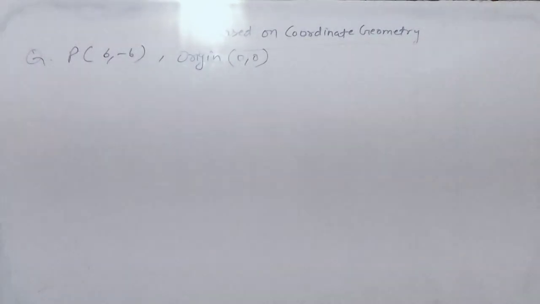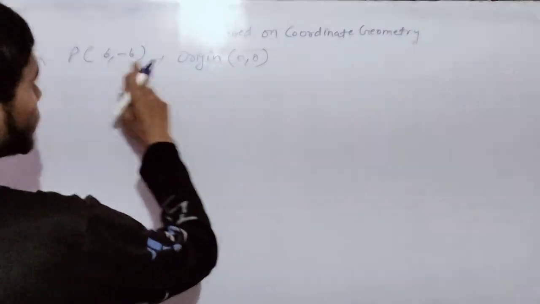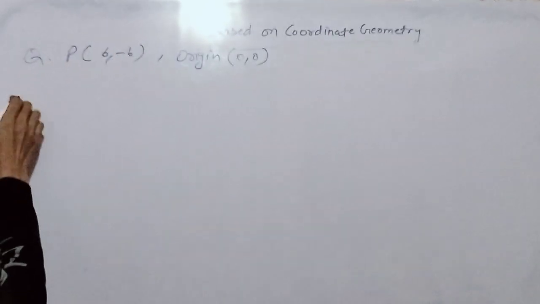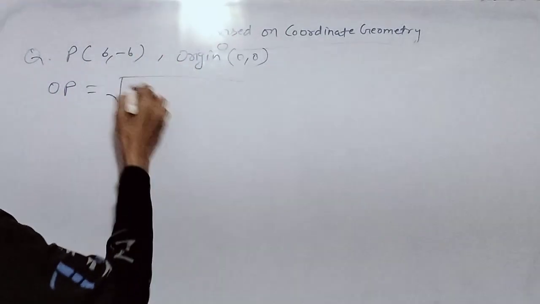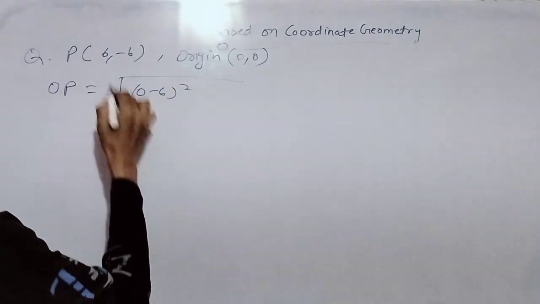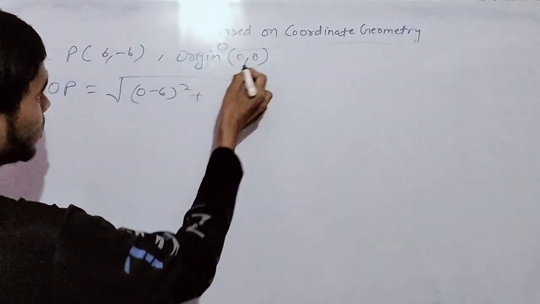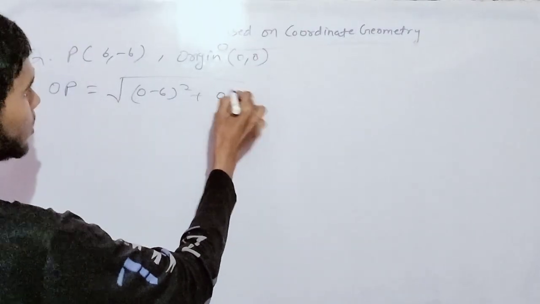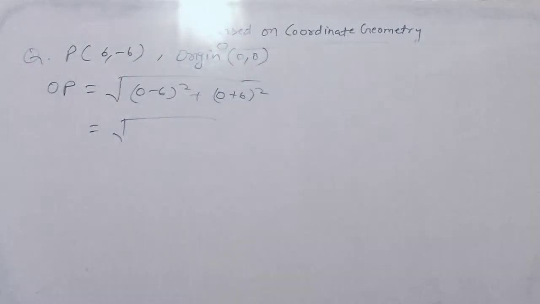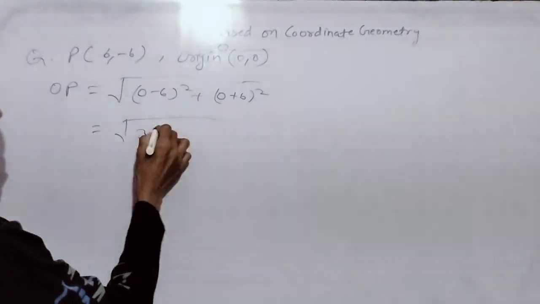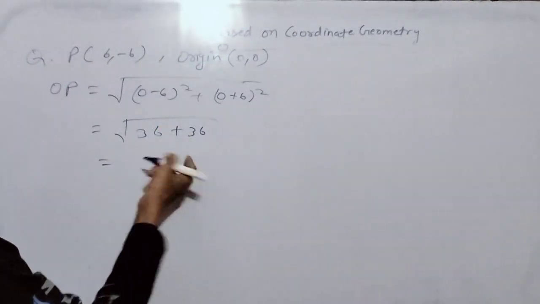Now this is x1, this is x2, this is y1, this is y2. That's how we will take it. So P, and this is O. The distance between OP is the square root of (0 minus 6) raised to the power of square plus (0 minus 6) square. Clear? I think you should be clear. Now 6 sixes are 36. Again 6 sixes are 36.